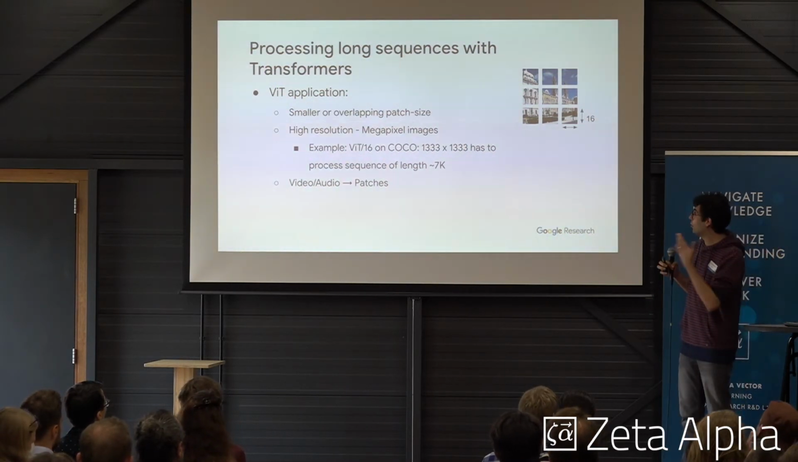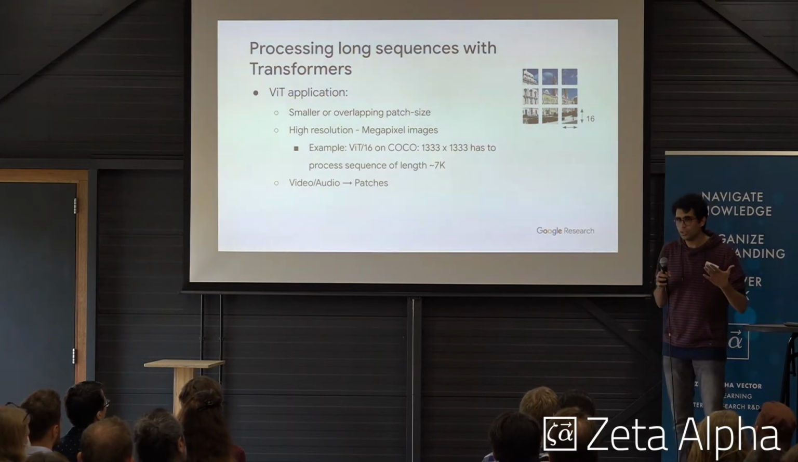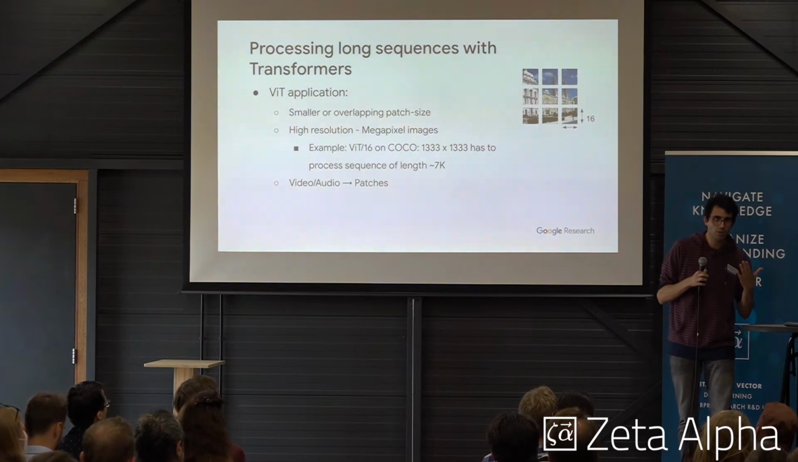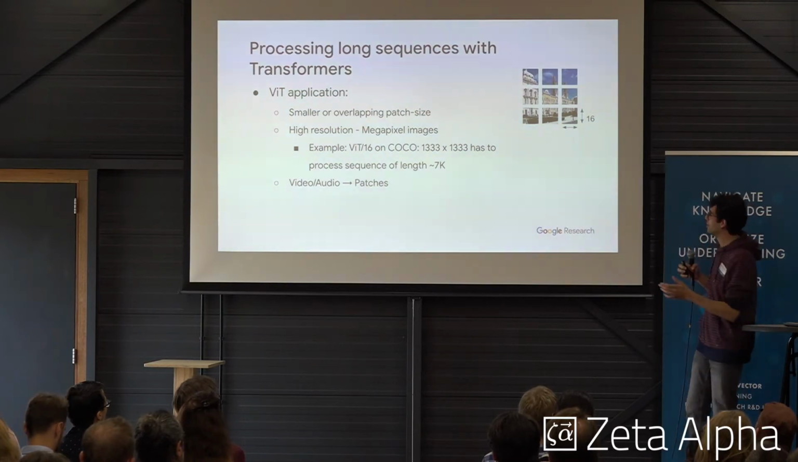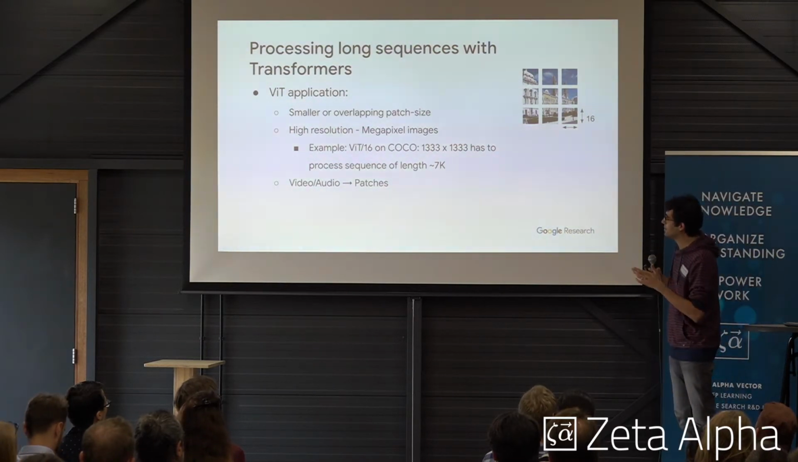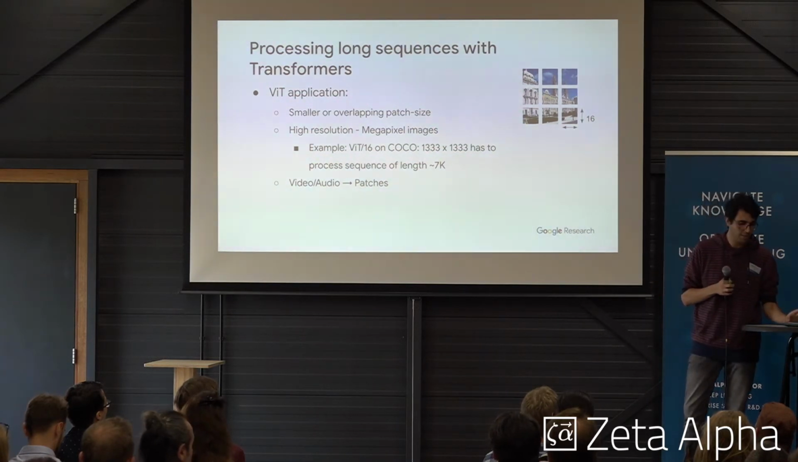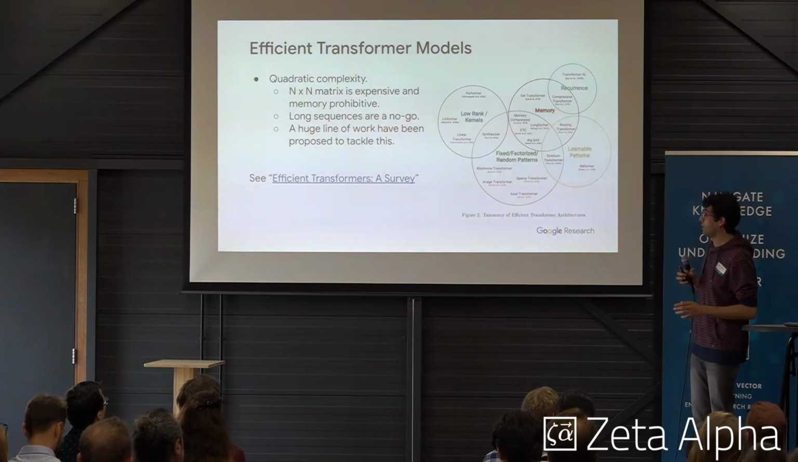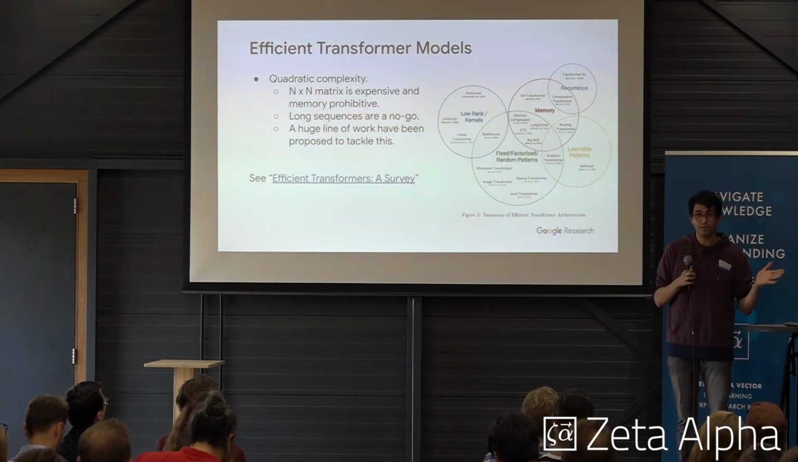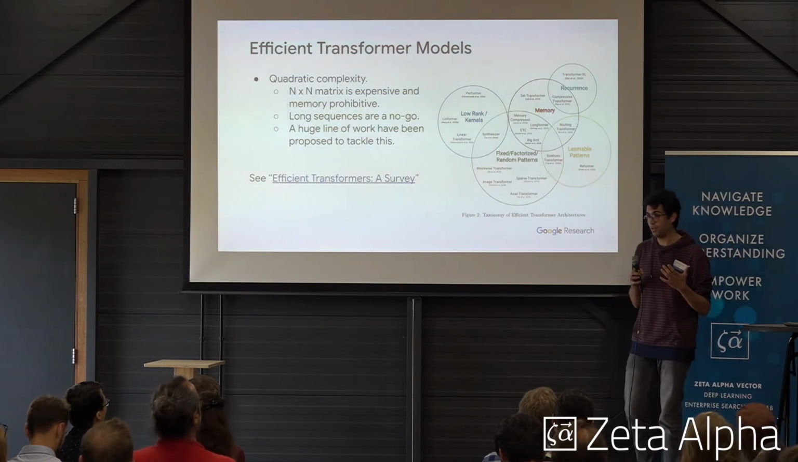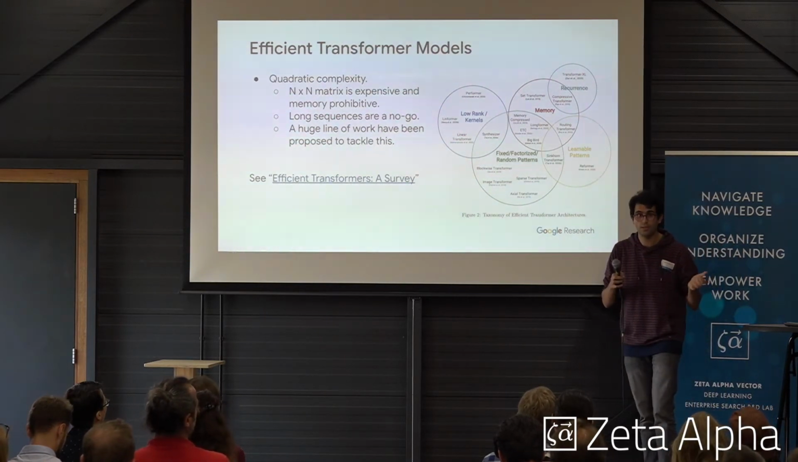For example, for the COCO data set, the resolution that people work with is like 1300 by 800. And with a patch size of 16 by 16, you get to 7K sequence lengths, which is extremely large and expensive. And then we started trying different variants of transformers that are efficient in dealing with this quadratic complexity or long sequences.